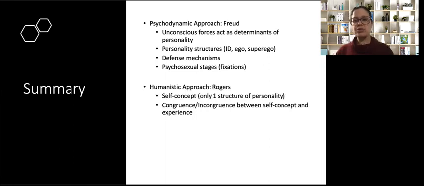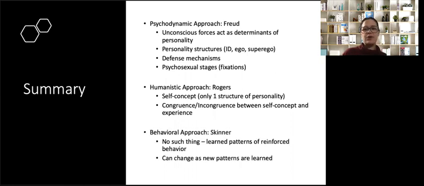Then the humanistic approach, so that looks at personality as one structure, the self-concept, and it focuses on maintaining congruence between the self-concept and your experience. So through denial and distortion, you maintain that congruence. And finally, we have the behavioral approach. So this adheres to the notion that there really is not such a thing as defined personalities that control your behavior, but rather only learned patterns of behavior that are reinforced throughout your life. And these can change as new patterns are learned or reinforced. And that concludes the first portion on chapter 10.